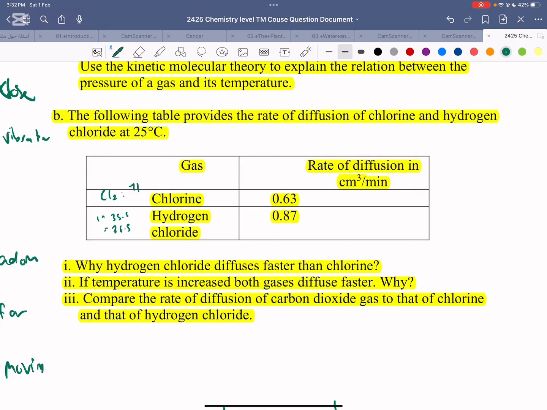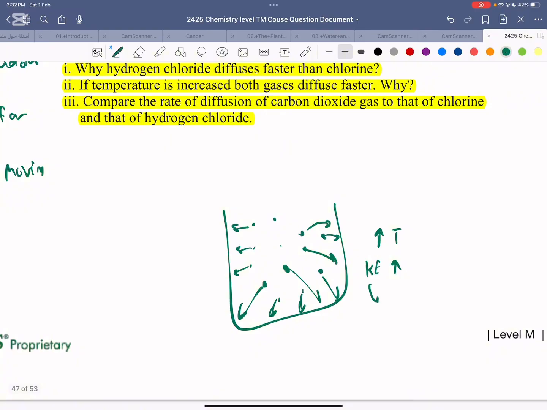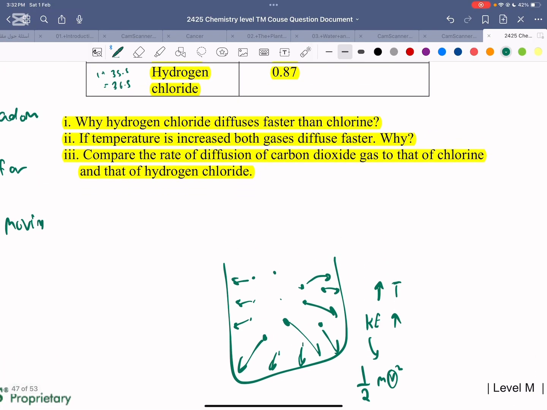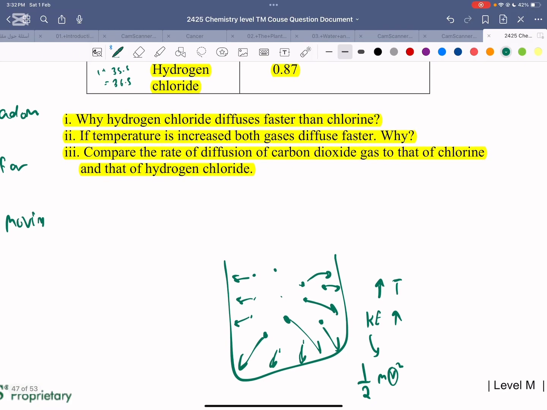If temperatures increase, both gases diffuse faster. We already mentioned, as temperature increases, kinetic energy increases, and remember kinetic energy, the formula was half mv squared, this is velocity, so that's why they are going to move faster. Compare the rate of diffusion of carbon dioxide gas to that of chlorine and that of hydrogen chloride. Carbon dioxide gas, the molecular weight will be 44, so it's going to go second in place. We already said hydrogen chloride first in place, and the slowest would be chlorine.